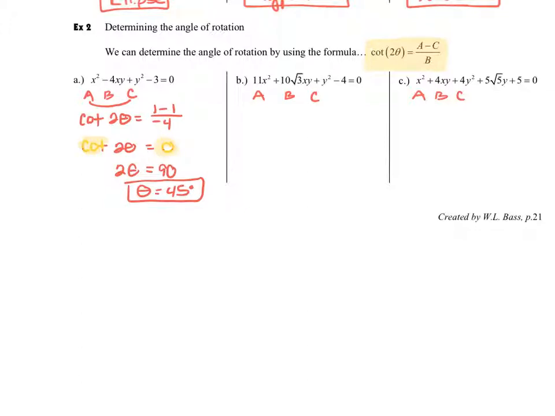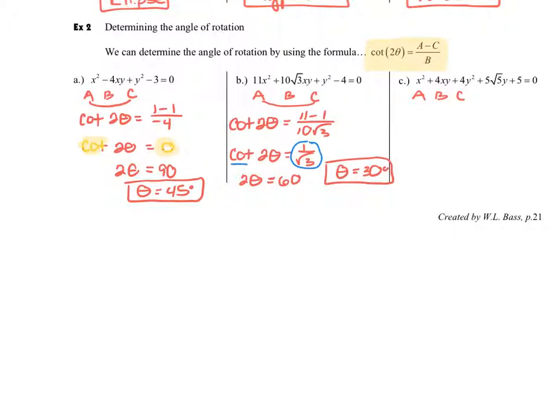Okay, let's try another one. We're going to connect our A and our C. So we're going to say cotangent 2 theta. We're going to do 11 minus 1 this time over 10 radical 3. Now we can clean that up, and that's going to give us a cotangent 2 theta equals 1 over radical 3. So then we're going to think, where does cotangent equal 1 over radical 3? That means that my 2 theta is going to equal 60 degrees because cotangent is 1 over radical 3 at 60. So my actual angle of rotation is 30 degrees.